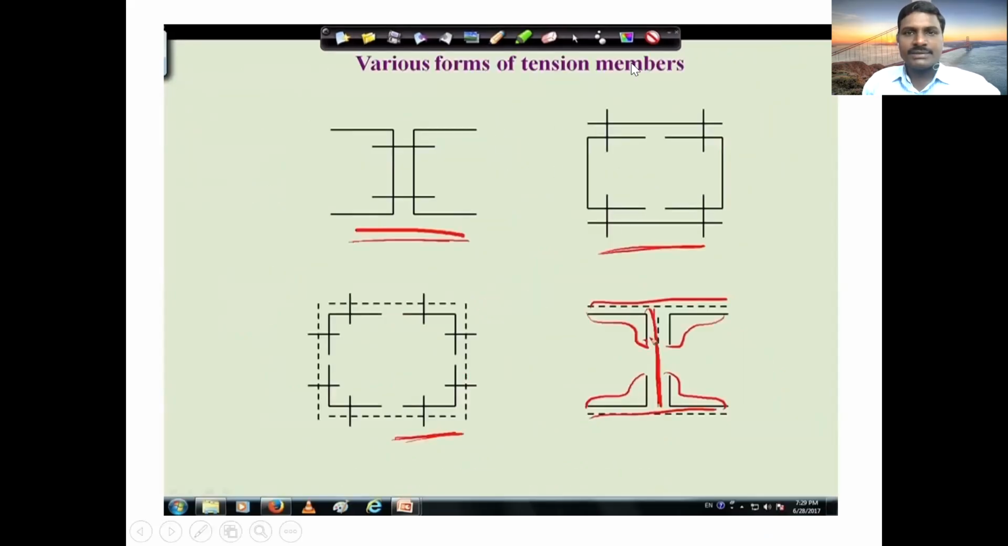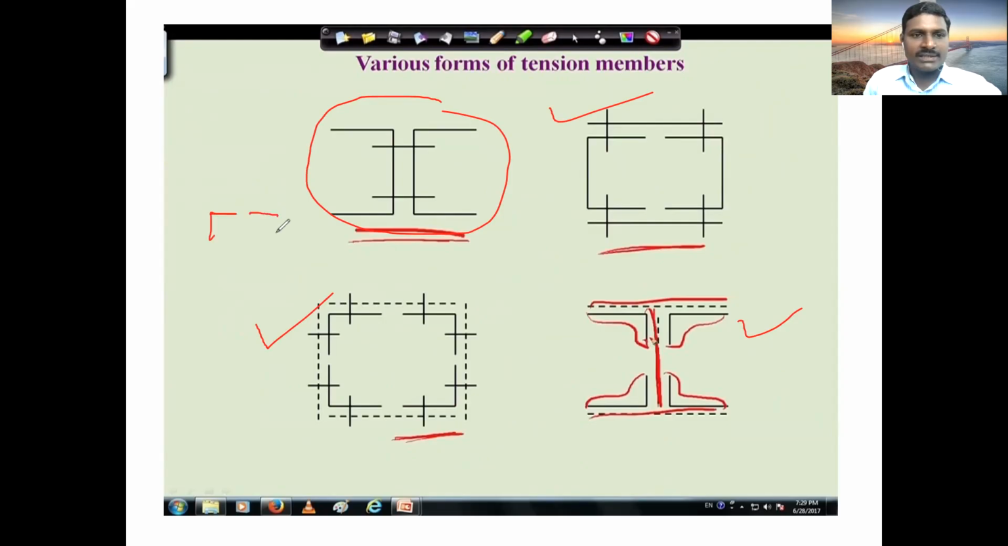Again here, this is one of the built up sections, this is another built up section, this is again another built up section, this is one more built up section. It means four angles are there. This is one angle, this is the second angle, third and fourth, like this. These are the two channels. This is one channel, this is another channel. We connect them as a built up section.